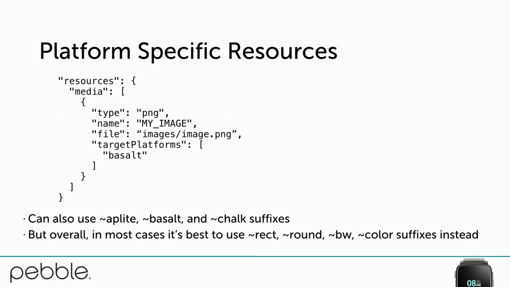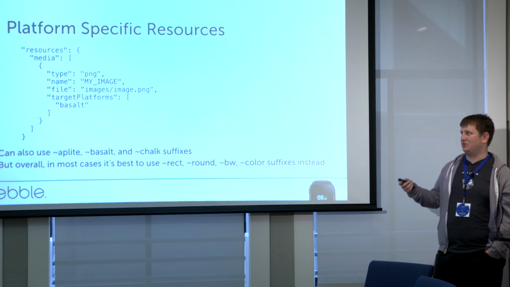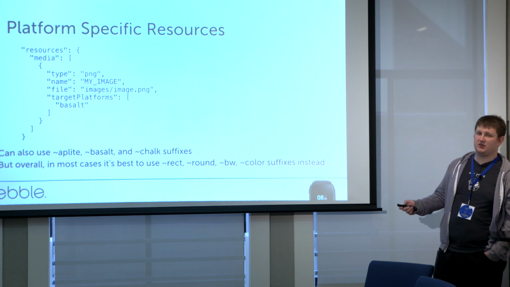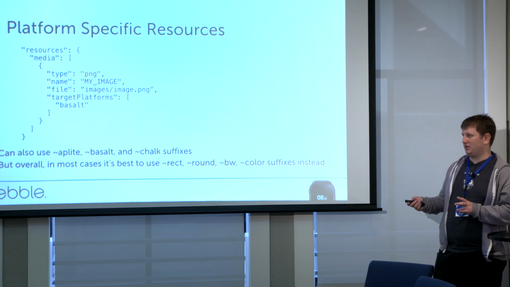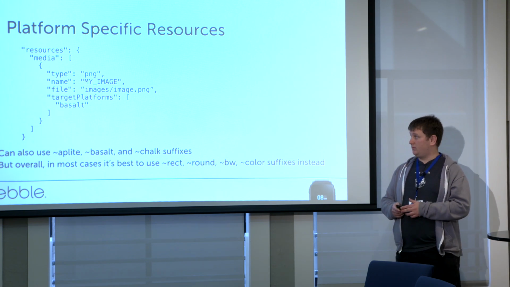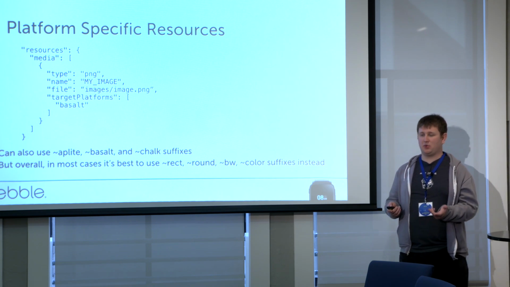And just like we have color-specific resources and display shape-specific resources, we also have platform-specific resources. And there's two ways you can specify this. One is using the target platforms entry in your appinfo.json, which allows you to specify a list of platforms, Aplite, Basalt, and Chalk, or any variation. And you can also use ~Aplite, ~Basalt, and ~Chalk suffixes for your resource files. But again, in most cases, you're probably actually going to want to use different combinations of rect, round, BW, and color suffixes, because that's just more explicit if what you really care about is display shape or color support.